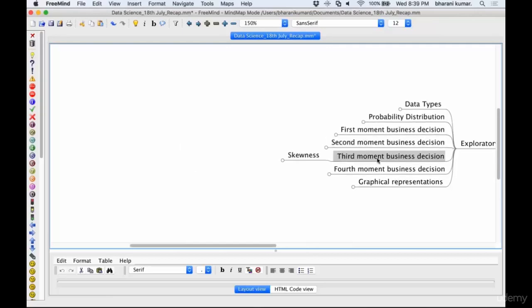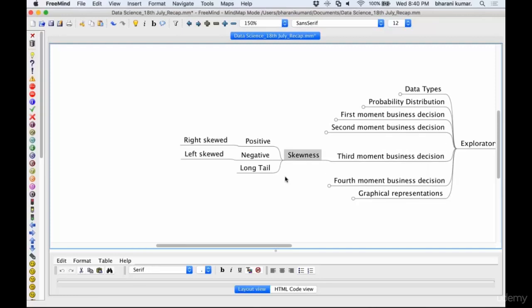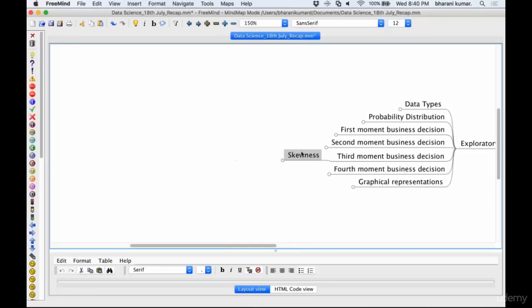And then we have third moment business decision, which is called as skewness. Skewness will help you identify the long tail strategies. Skewness can have a positive value or negative value. Positive value means your distribution is right skewed. Negative means it is left skewed.